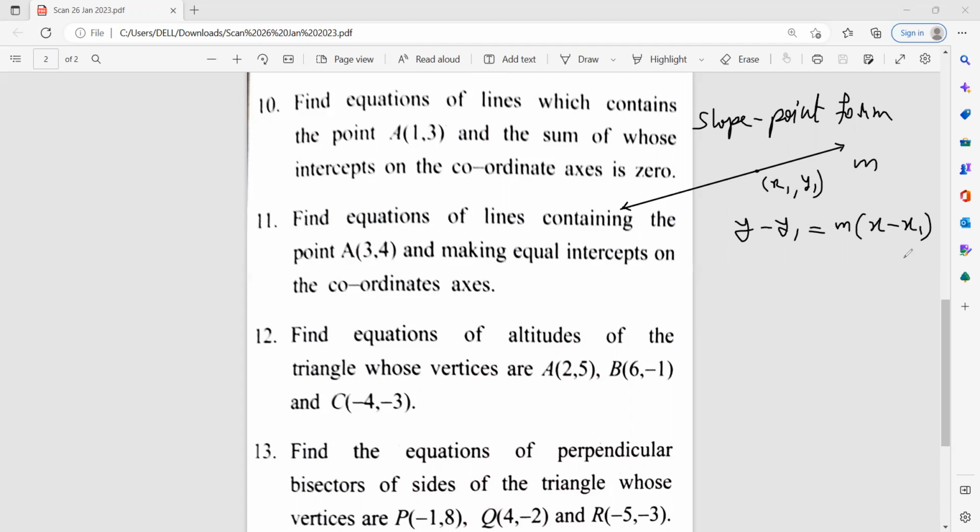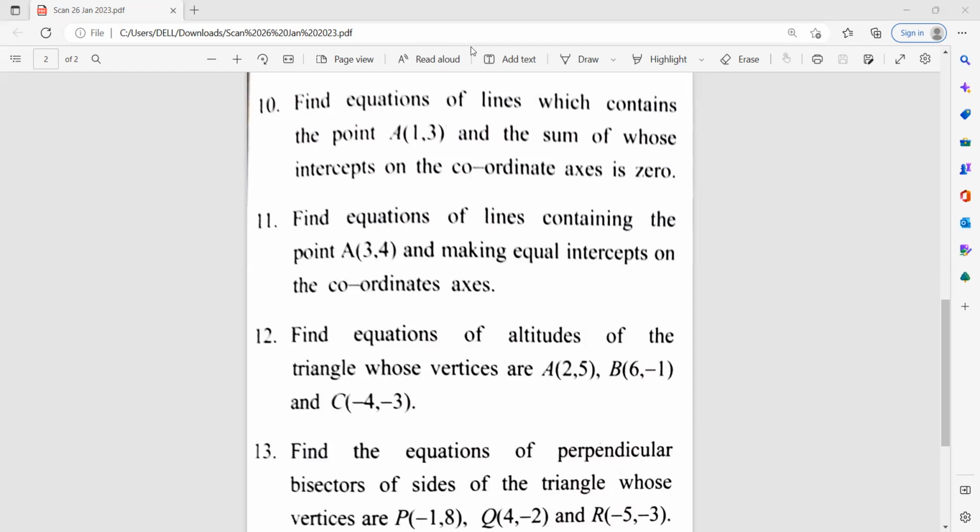Like this, we have several other forms. We have done the two point form, where we are given two points on the line. Then we have done the slope intercept form and also the double intercept form. So these are different forms of the equation of a line, and we have been solving problems based on those. So let us go ahead and take a few more questions.